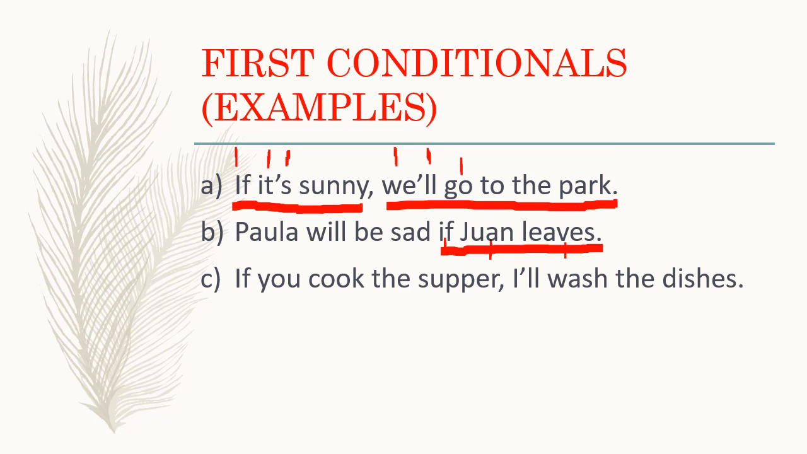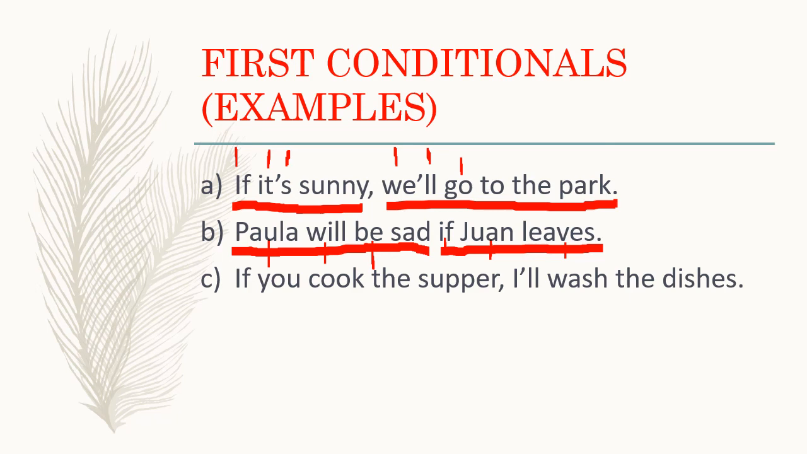What is your main clause? Paula will be sad. Pattern: subject nga Paula, will nga helping verb, and then your base form nga be. Okay? Meaning, possibility, because it's a first conditional. Ang if gali sa aton translation sa Hiligaynon is kung. Kung maglakat si Juan, posible nga masubuan si Paula. Possibility. That's why it's first conditional.